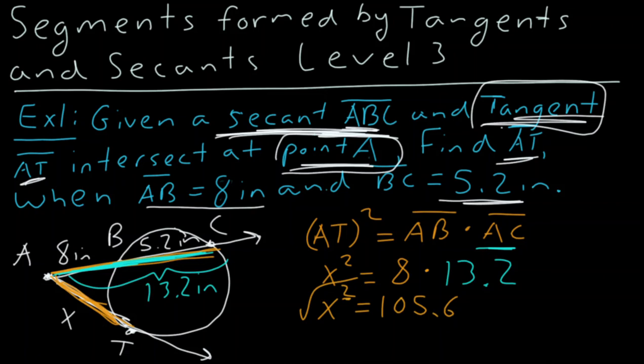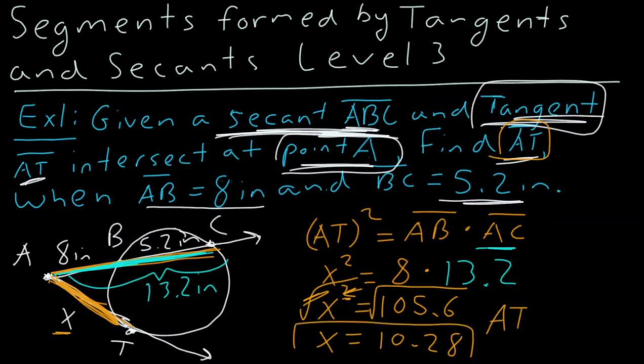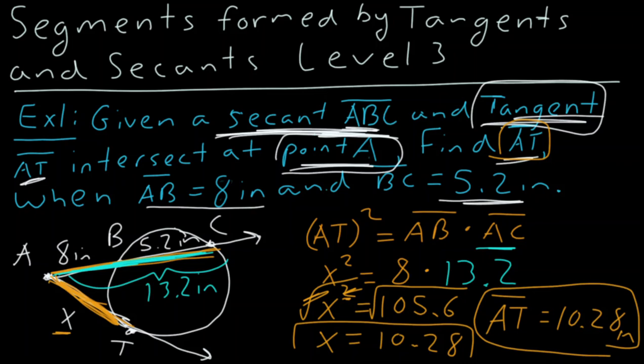square root. Remember, what we do to the left, we have to do to the right, and those cancel, and we're left with X equals the square root of 105.6, which equals roughly 10.28 once we round. Now remember, our question is asking us to find AT, and AT is just right there represented by X. So since we found X, we have actually found the answer to our problem. AT equals 10.28, and in this case our units is inches.